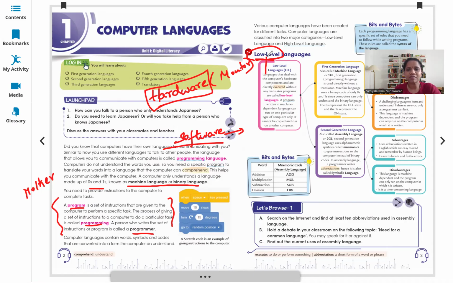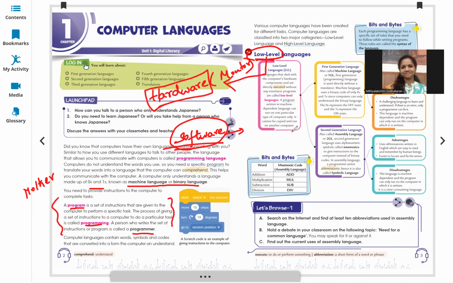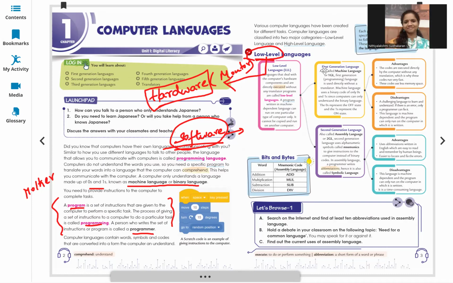Now, low level languages mainly focused on hardware. We had huge hardware in those generations, meaning the tools they used in olden generations. Software is nothing but all the applications. From the third generation, and the fourth and fifth, we have software. Coming to the low level languages, we have two generations: the first generation language and the second generation language.